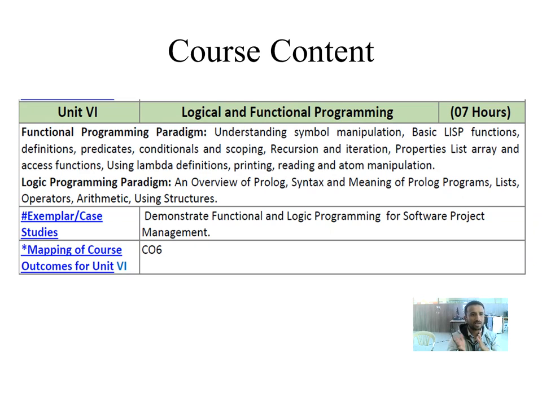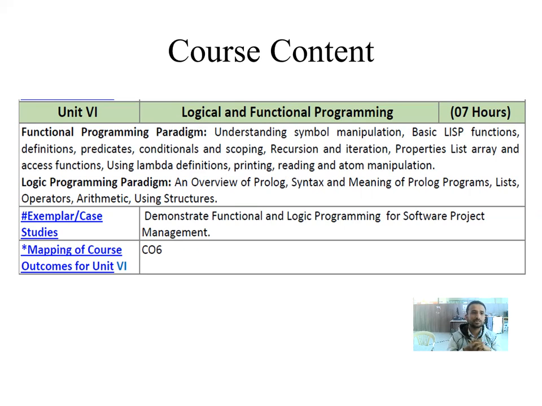And we also have the last part, logic programming paradigms, in which we are going to have an overview of Prolog, then the syntax and meaning of Prolog systems or programs, then lists, operators, arithmetics, and using structures. So all these topics we are going to cover under unit number 6 to learn logical and functional programming. Okay, so we are going to finish the 6th unit with the help of 7 hours of time span.